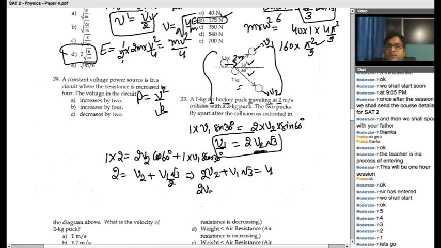So in place of V1 when you put this value you get 2, 3 is 6, so 6 V2 plus 2 V2 is equal to 4. Sorry, V2. So V2 is equal to 1 by 2 meter per second. Yes, so V2 is equal to 1 by 2 meter per second.